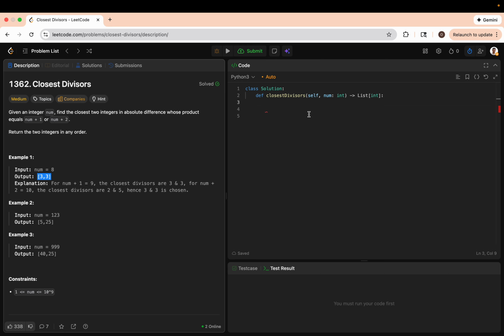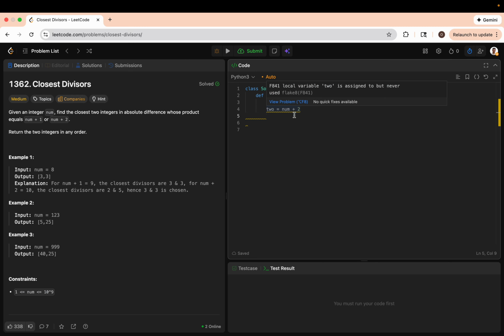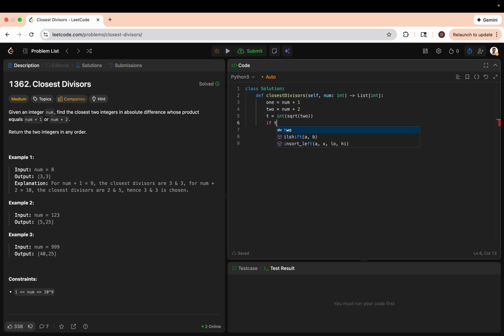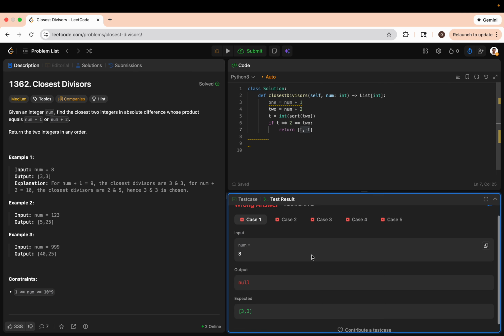Notice here, let's call num plus 1 "one" and num plus 2 "two". First of all, if you can take the square root, like for example, if 9 has a square root 3, so let's call this t, the square root of two, as an integer. If 3 times 3 is equal to 9, so if t squared is equal to two, then we can just return t and t because the difference is 0, right? We're looking for the smallest absolute difference.